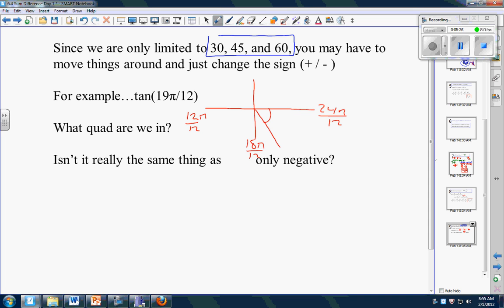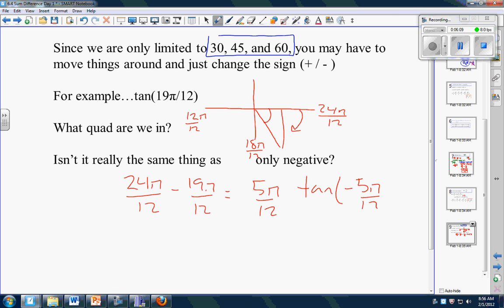When you put your reference angle in, that guy's going to look like that. So if you want to get to 19 pi over 12, you can. You're just going to have to be adding bigger values. Or you can say, well, if you take 24 pi over 12 and you subtract 19 pi over 12 from it, you're at 5 pi over 12. Obviously, that's a negative because we're going down this way. So maybe the question now becomes tangent of negative 5 pi over 12. You can convert that into degrees and then do a function with that. Okay.